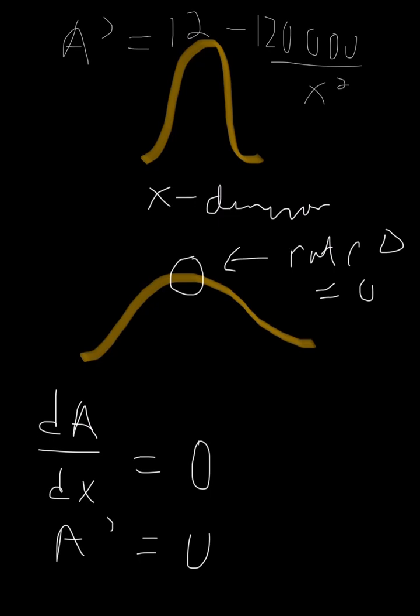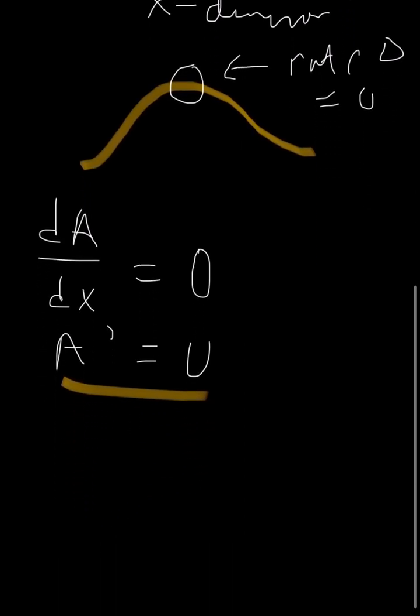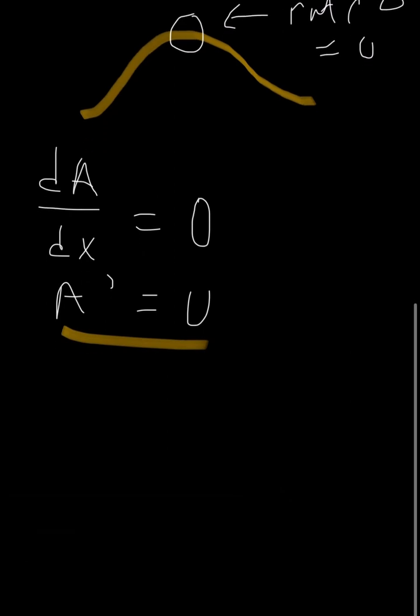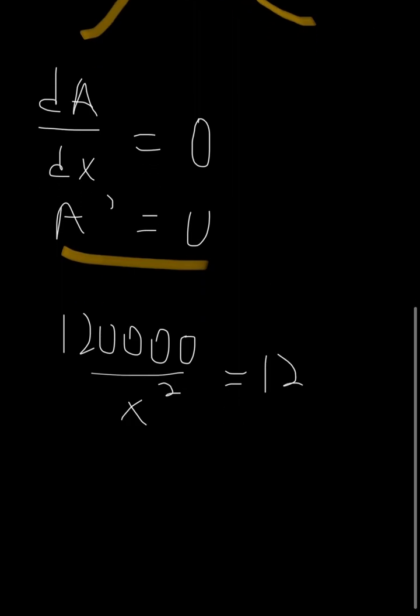Since we know that the derivative is going to equal 0, and the derivative is also going to equal 12 minus 120,000 over x squared, we can set these two equations equal to each other. So 12 minus 120,000 over x squared equals A prime, which is equal to 0. Once we do that, it's pretty straightforward. We can just say that 120,000 over x squared is equal to 12. Then we can say 12x squared is equal to 120k.